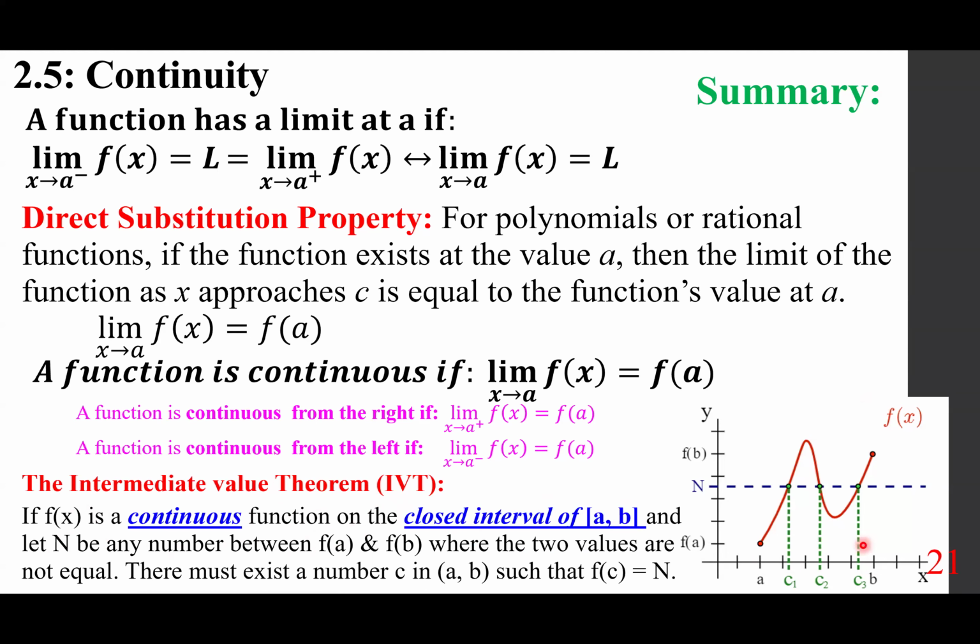So the endpoints f of a and f of b, they have some functional values, and n, we choose it to be somewhere in between, where the two values are not equal. There must exist a number c in the interval of a to b such that f of c equals n. If this is a continuous function, this is the key, and f of a and f of b are different, and n is somewhere in between, the function must cross it at some point, and that means at least one point. There may be more.